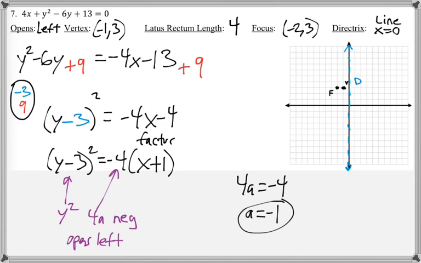So my width of the focus is 4. So I need to go up 2 and down 2. And then I can draw my parabola.